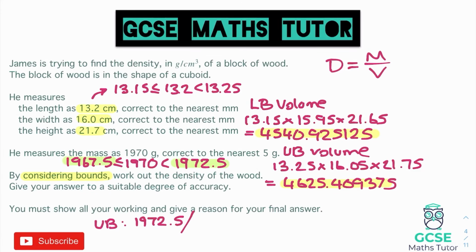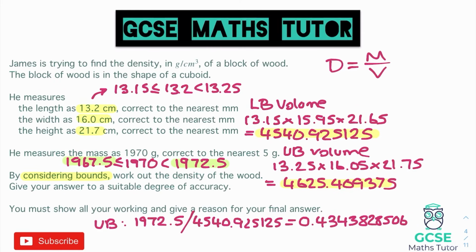So the smallest possible volume there, we've already written it down, 4,540.925125, and there we go, let's type that in. So 1972.5 divided by 4540.925125. There we go, and that gives us a final answer here of 0.43438506. They're probably not going to need that many decimals, but it's always best to write them all down.